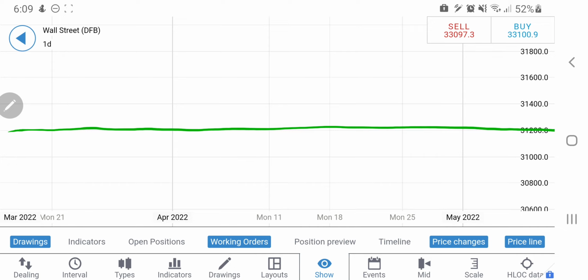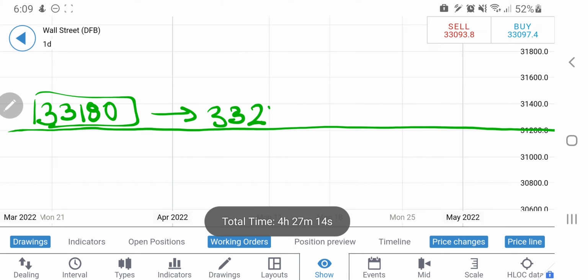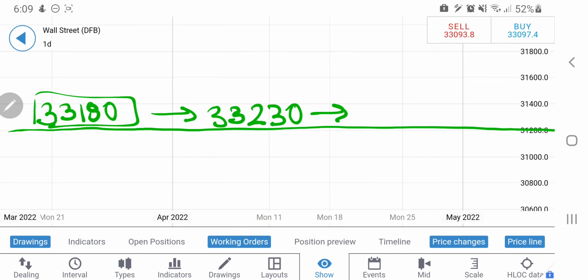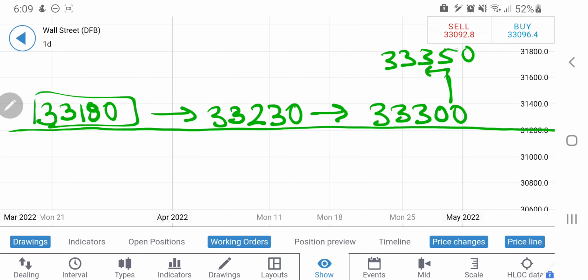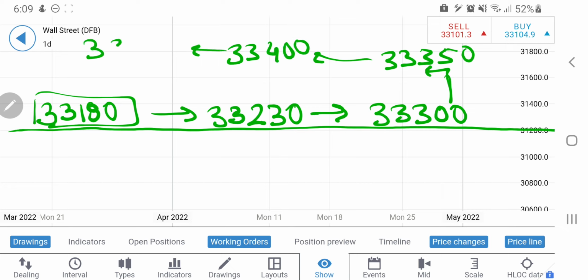Now look at this, where to go long. So see, first thing is 33,180. Here you can go long. The next resistance is 33,230, and once it breaks this, we can remain long for probably 33,300 first target, 33,350 second target, and then it will try to hit 33,400. Beyond this, sky is the limit. It will try to hit 33,500 plus levels.